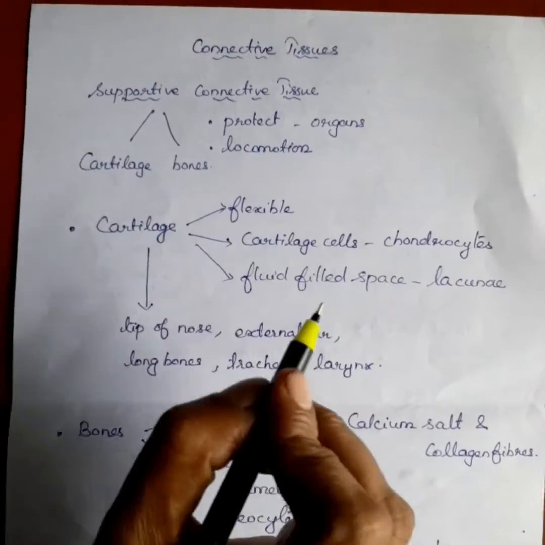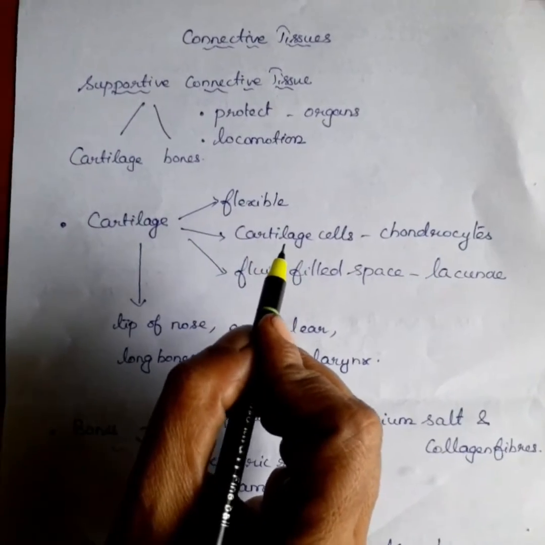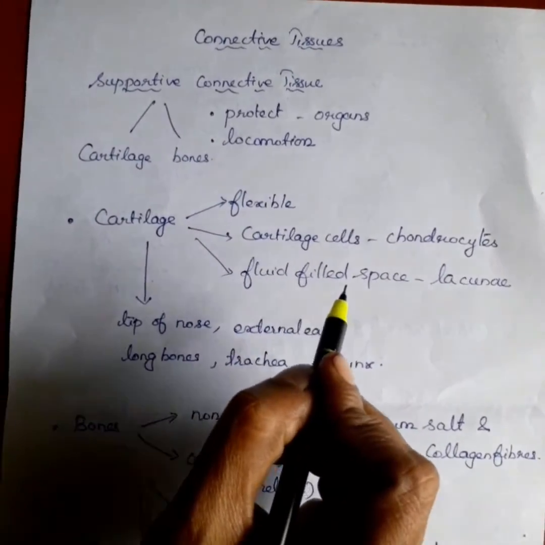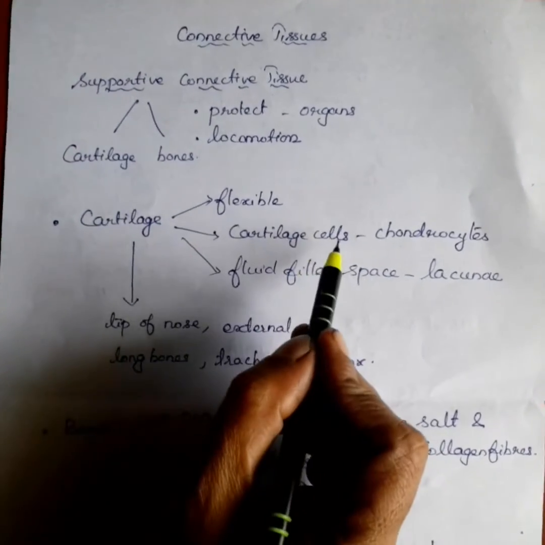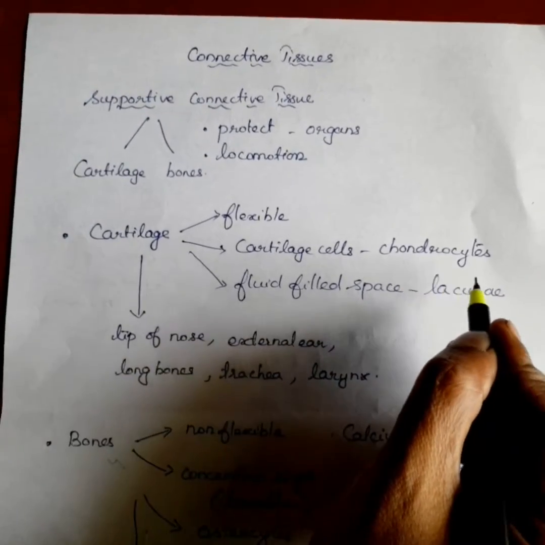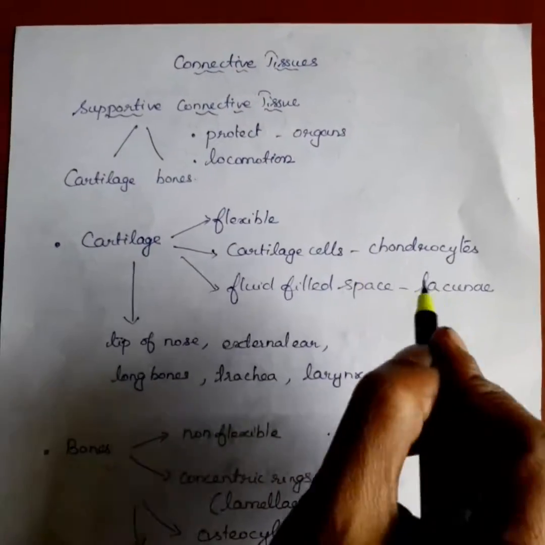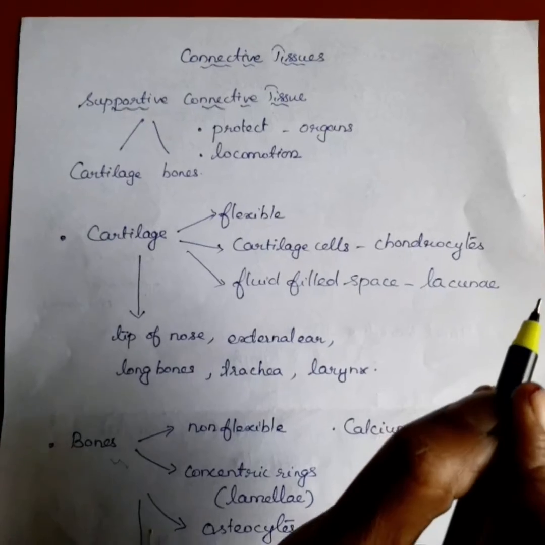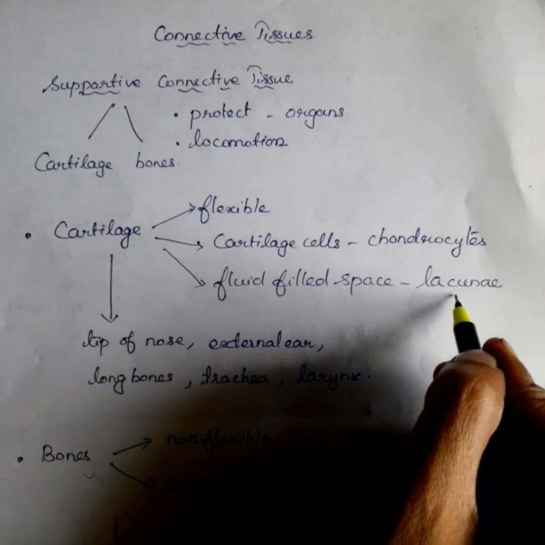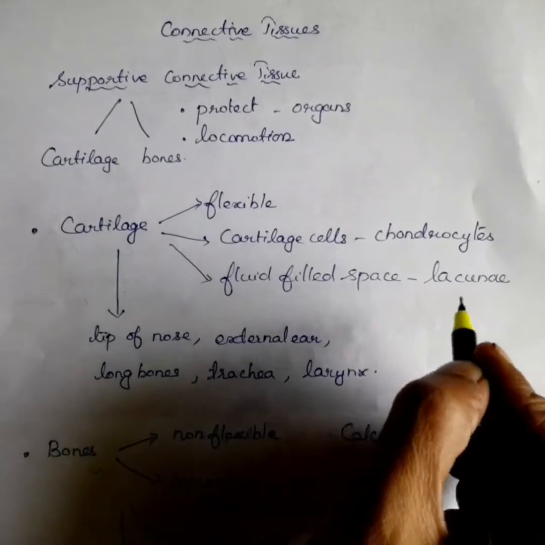Cartilage is soft, flexible, and a very strong tissue. It is made of strong and smooth substance. Here, the matrix is composed of large cartilage cells called chondrocytes. These chondrocytes form a group inside some spaces. These fluid-filled spaces are called lacunae.